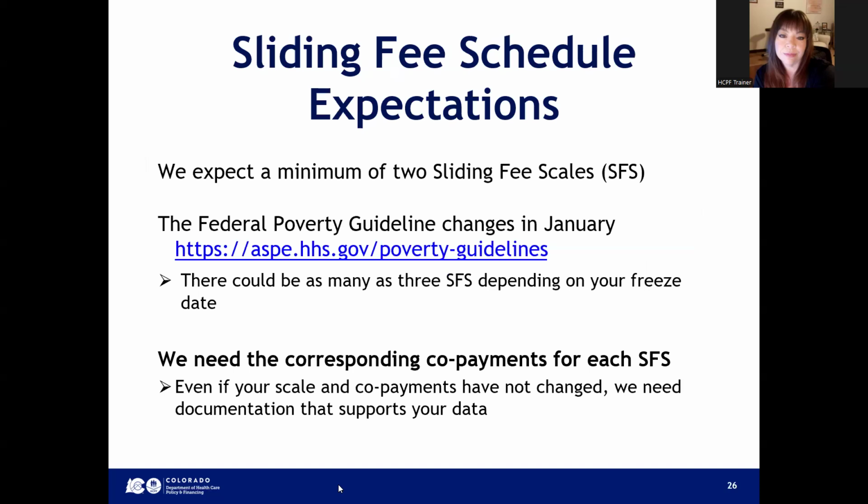The sliding fee scale tab asks you to summarize your policies and procedures regarding your sliding fee scale. We do expect a minimum of 2 sliding fee scales. However, depending on your freeze date, you could have up to 3 sliding fee scales. The important thing here is to remember that your sliding fee scales must cover the duration of your application. So if you have chosen May 1st as your freeze date, your sliding fee scales should cover from January 1st, 2024 through May 1st, 2025.